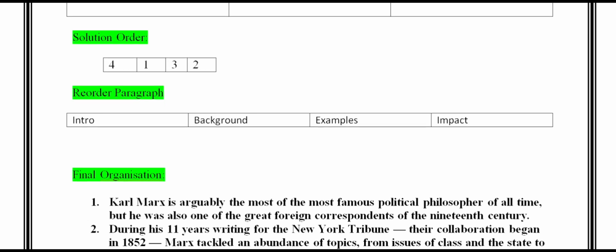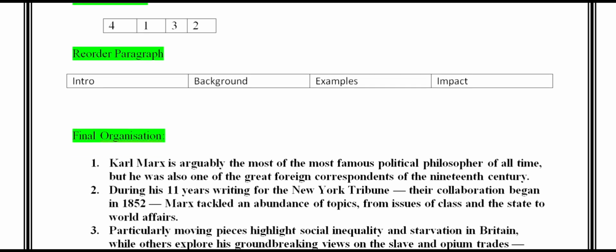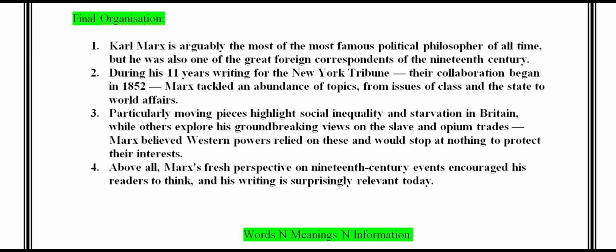So the correct order of the reorder paragraph set 3 is 4, 1, 3 and 2. What exactly is done here? There is an introduction, going on further with the background, stating examples and thereby showing the impact. And when you reorganize the complete 4 sentences in the same order, your text appears something like this. Pause the video again, read every sentence, and thereby you understand the story very clearly.